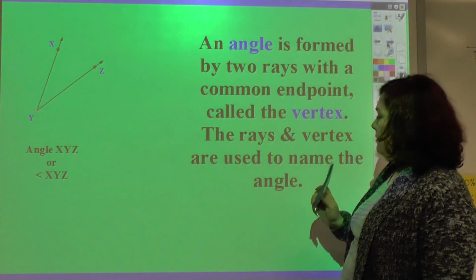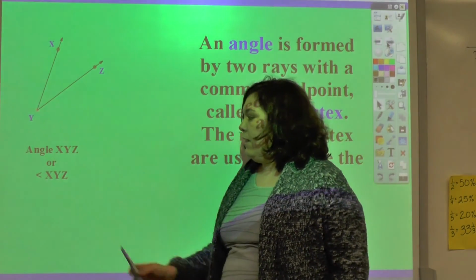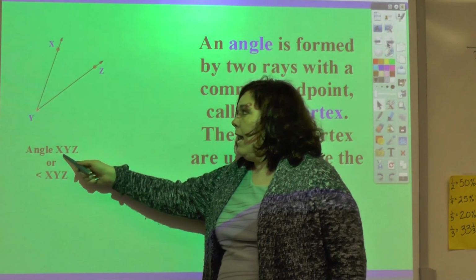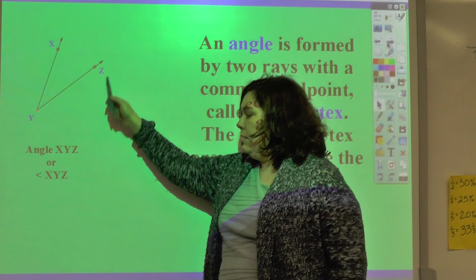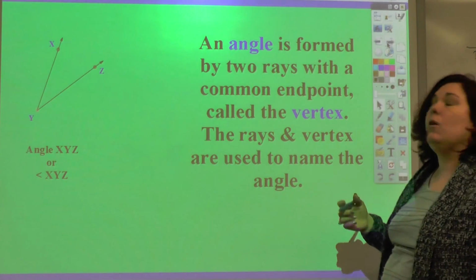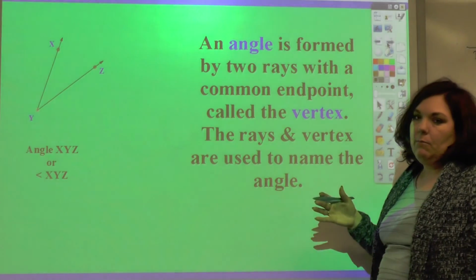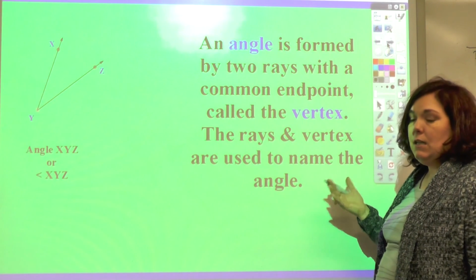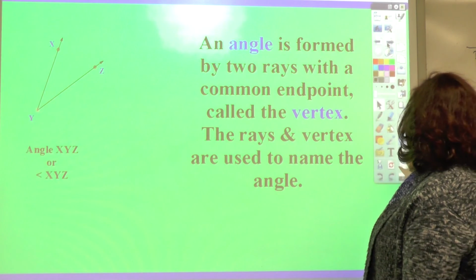This can be named by its vertex, as angle Y, or as X, Y, Z, or as Z, X, Y. So there are different ways to name angles, and this is important because it will specify a certain angle that you'll have to say the measurement of, or it'll ask you questions about.